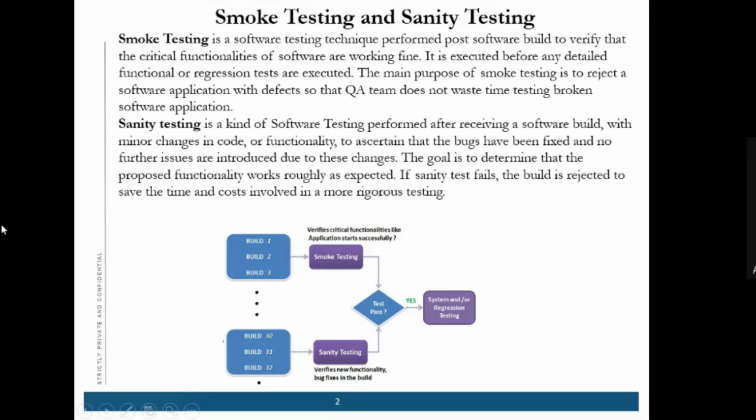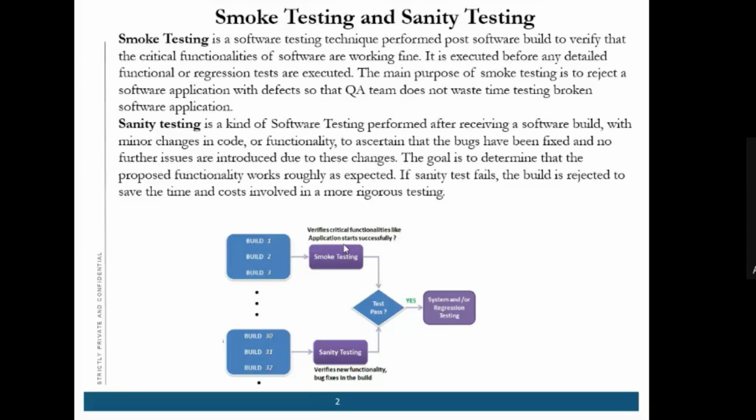As you can see in this diagram, all the time when we get a build, we have so many iterative builds coming from the developer. So we will do smoke testing first and verify the critical functionality, like whether the application is starting successfully or not.